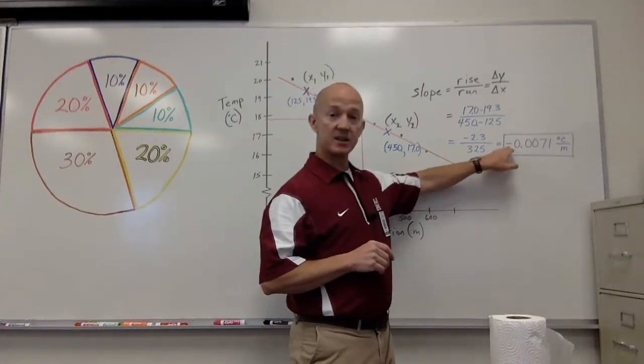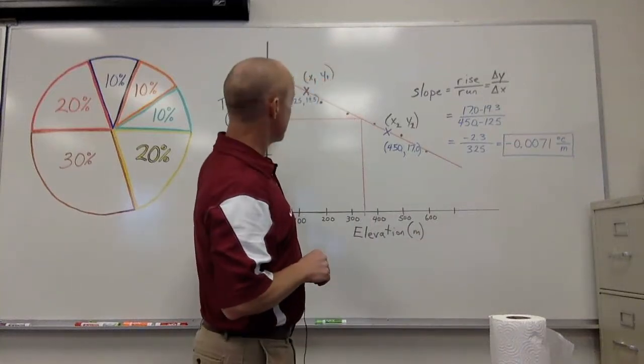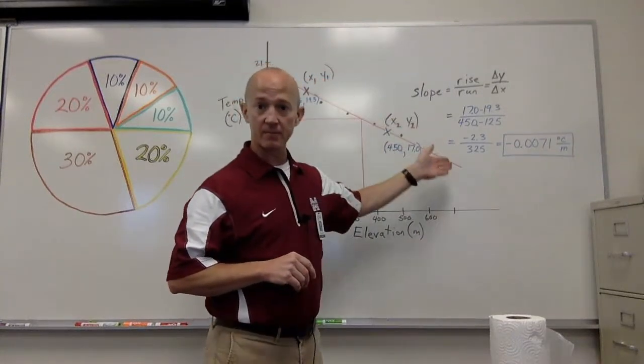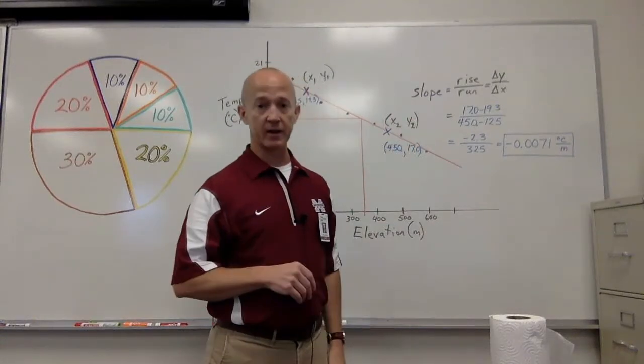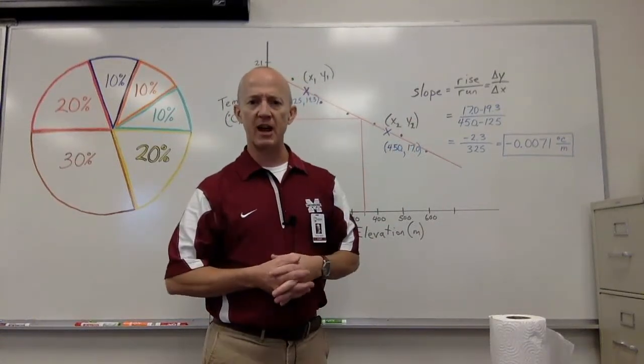Now you'll notice that it is a negative slope, and that makes sense because it's a downward trend, isn't it? As we go across the graph, the trend is downward, so we should have a negative slope. I hope that helps you see how to do that.